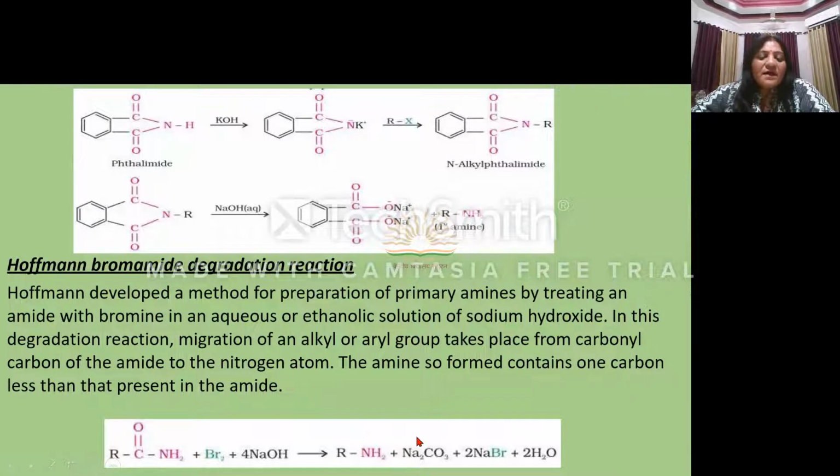So when we do the conversions in the decreasing order, then we can use this Hofmann bromamide degradation reaction.